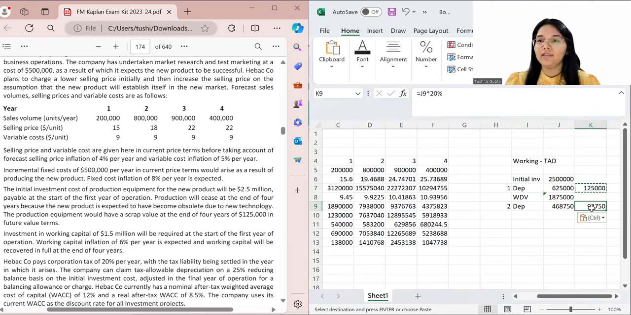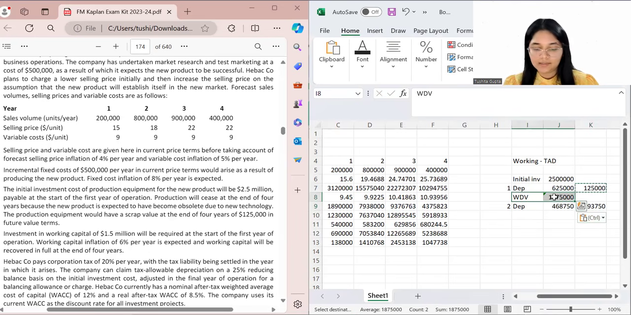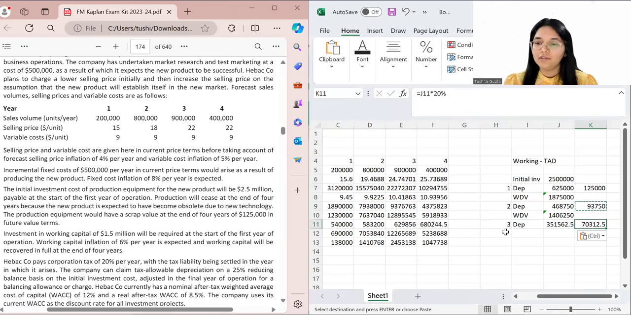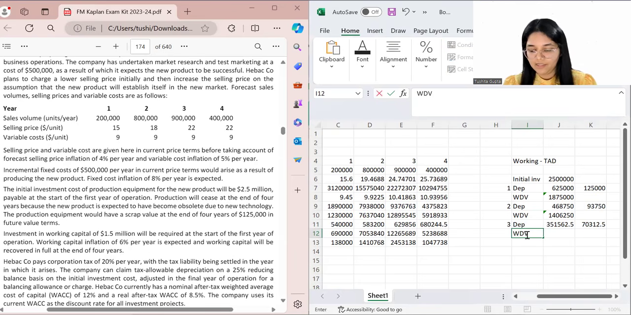Now this is the benefit that I'm going to get because of my tax allowable depreciation in the second year. This is 93,750. Now I can work out the WDV again for the next year. And in the third year, my depreciation, I can simply copy paste. So this is my depreciation and this over here will be my benefit. Now let's talk about the fourth year. Now in the fourth year, my WDV becomes the difference.